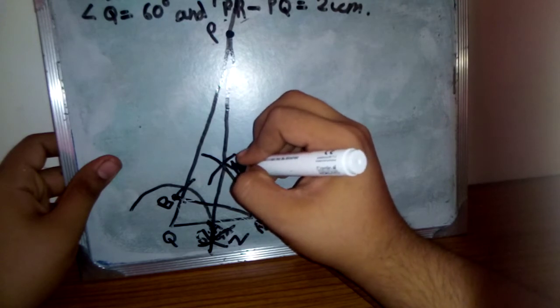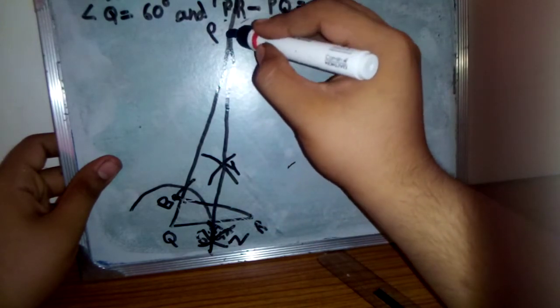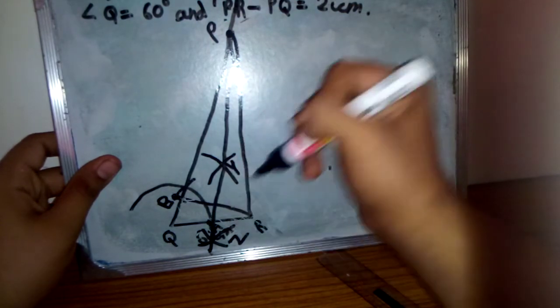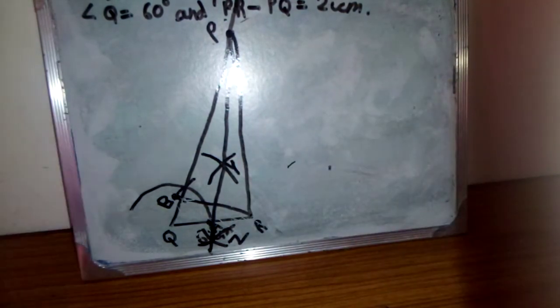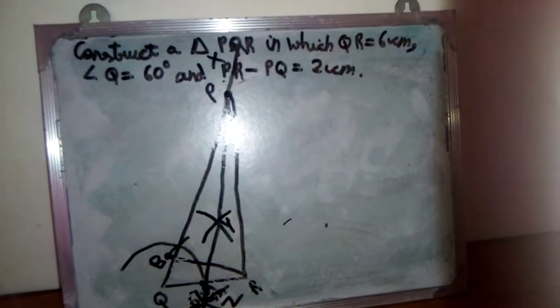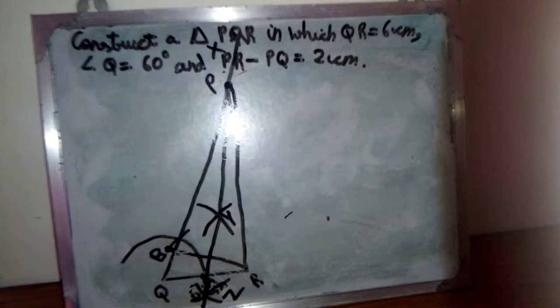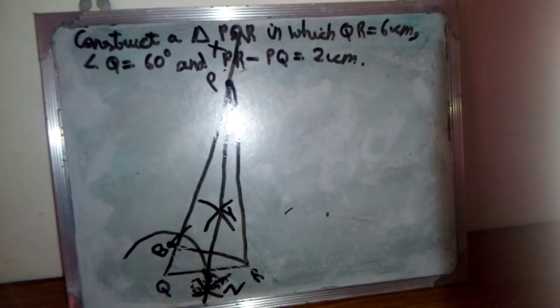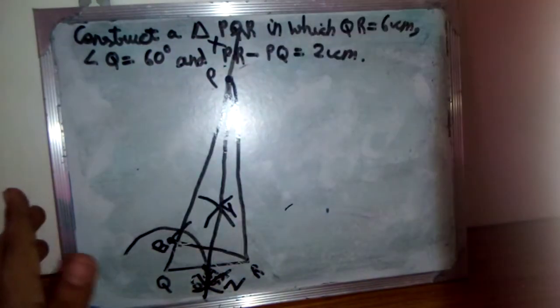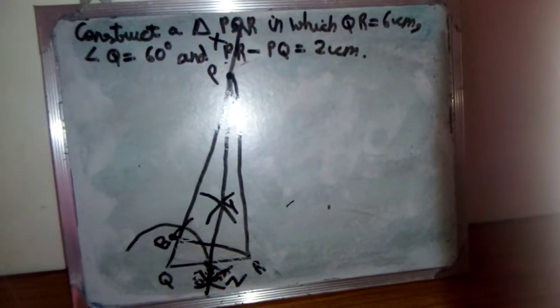Then our last step is to join PR. So triangle PQR is the required triangle.